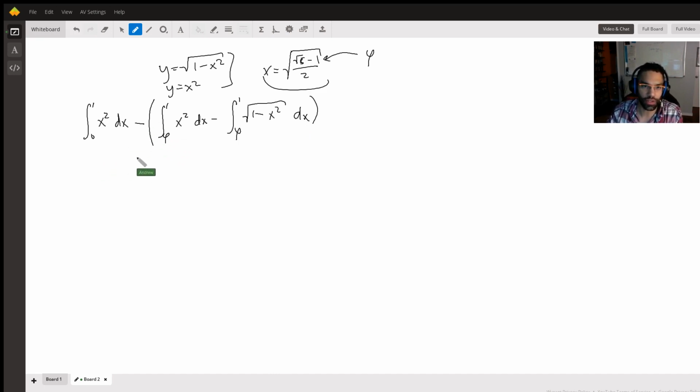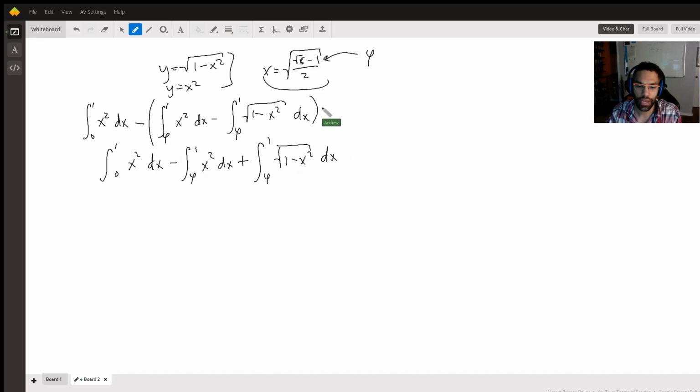Alrighty then. So from here, we can start simplifying things a little bit. Now I'm going to keep these integrals in place just to keep it a little easier to look at here. Phi to 1 of x squared dx, and I'm just going to transfer in that minus sign there, 1 minus x squared dx. Now here, these are pretty easy to evaluate, even if you have this weird number there.